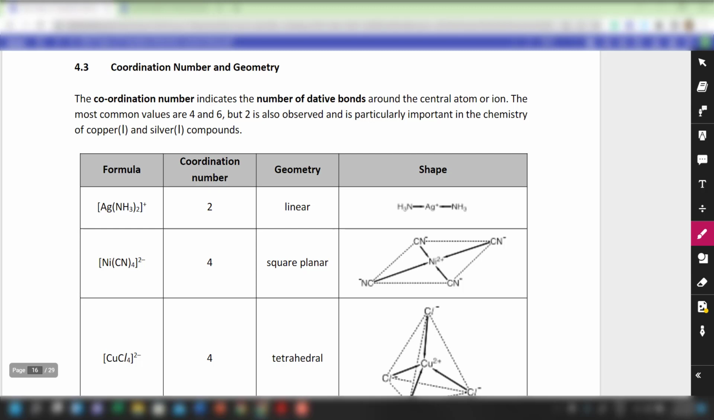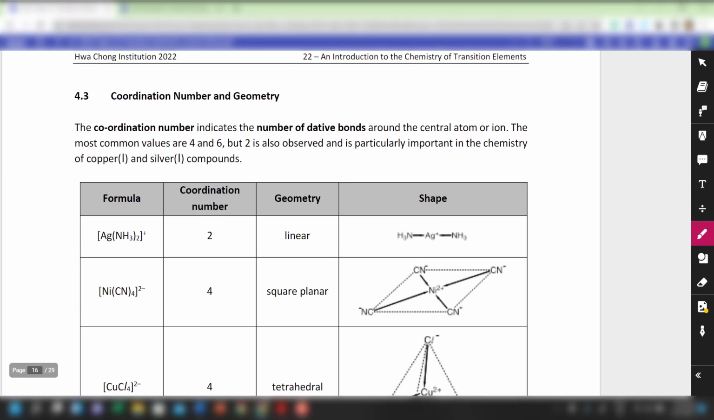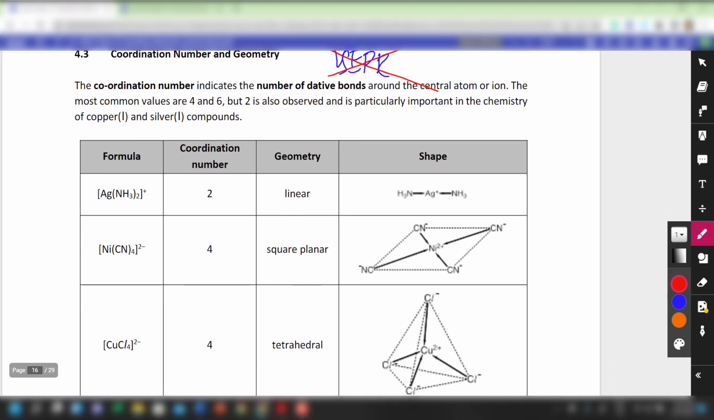If you are thinking about relating them to valence shell electron pair repulsion theory, I would say no, don't do that. It has almost no relation with valence shell electron pair repulsion theory. So we are not talking about VSEPR over here. We have talked about the diammine silver(I) complex, coordination number 2, so it's a linear shape.